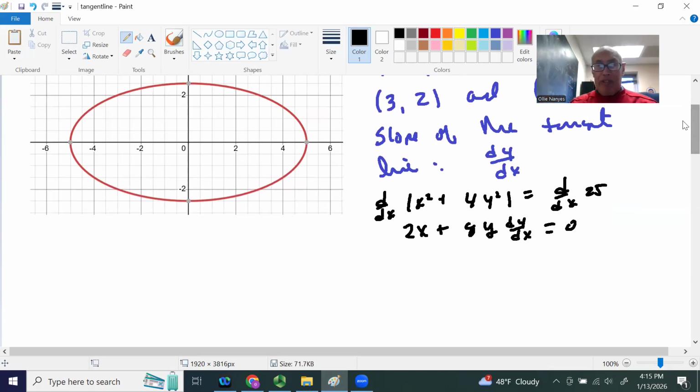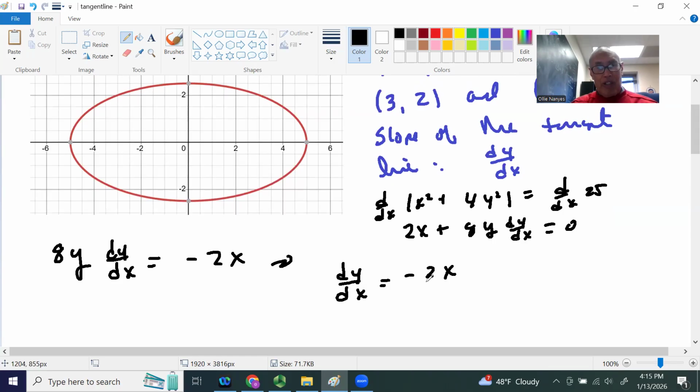Then we get the following equation. 8y dy/dx is equal to minus 2x, or dy/dx is equal to minus 2x over 8y for y not 0. Let me make sure that's right. That's minus 2 over 8, so that's minus x over 4y, right? Now this will give you the slope.